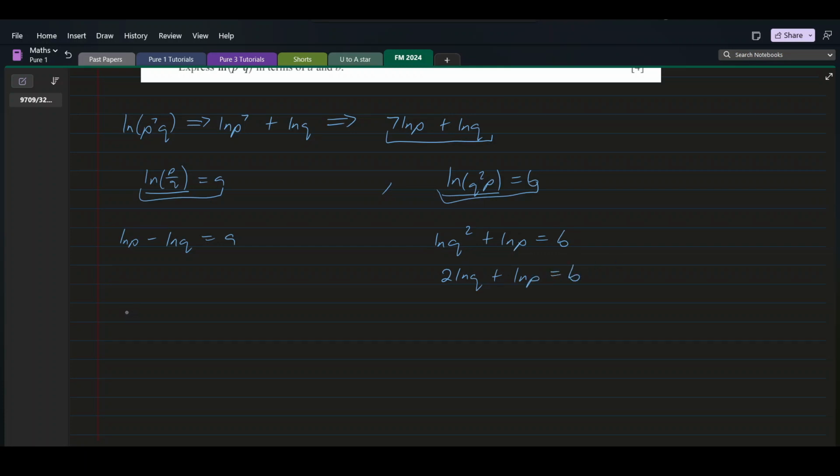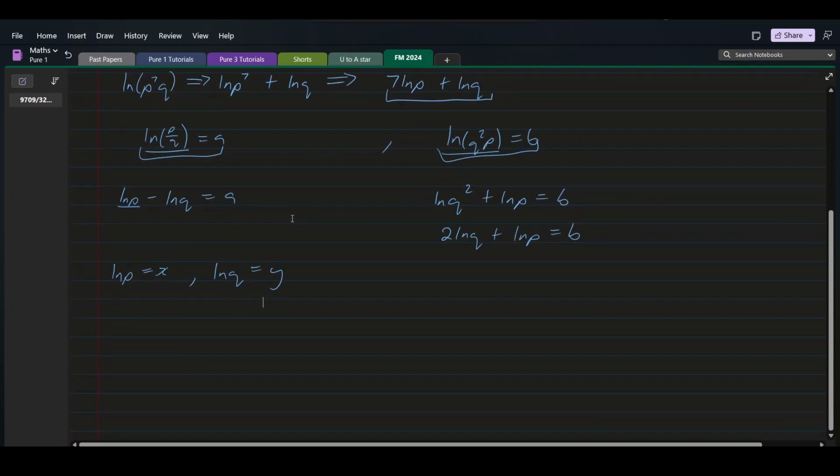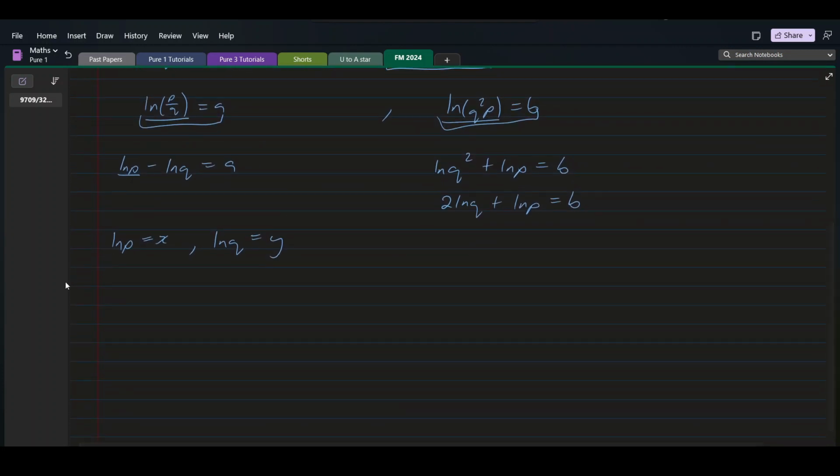Now just to make it a little bit clearer, I'm going to substitute ln p with x. So I'm going to say let ln p equal x, and ln q will be substituted with y, so that our equations are a bit clearer, because these are technically simultaneous equations, but it's very difficult to see them like that. So this becomes x minus y is equal to a, and this becomes 2y plus x is equal to b.